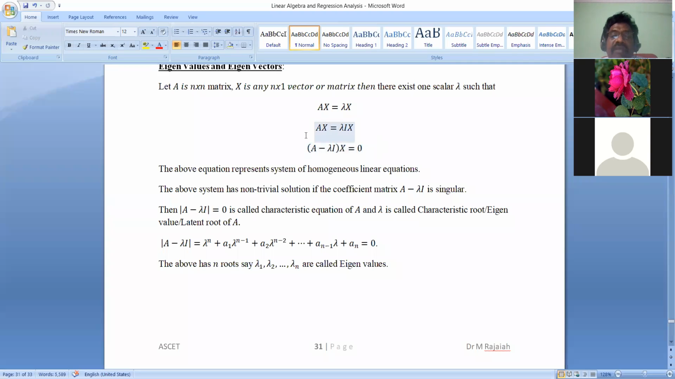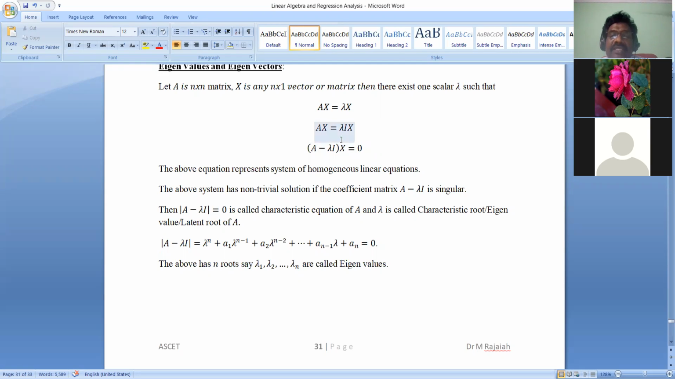Now we want to solve these equations. (A minus lambda I) x equal to O represents homogeneous equations with n unknowns, and n unknowns are n variables. So we want to solve this equation using the system of homogeneous linear equations. If you want to solve this system of homogeneous equations, we come across two types of solutions. One is a trivial solution, another is a non-trivial solution.